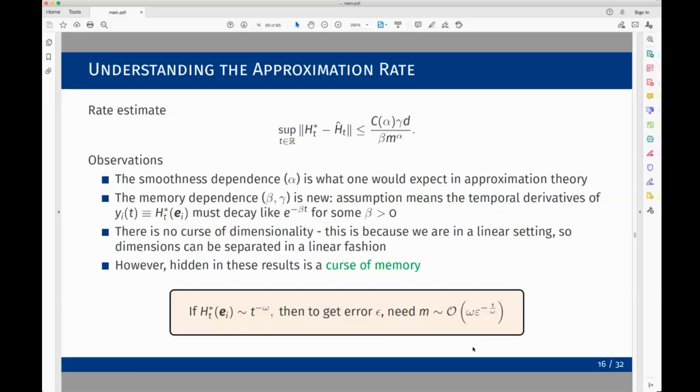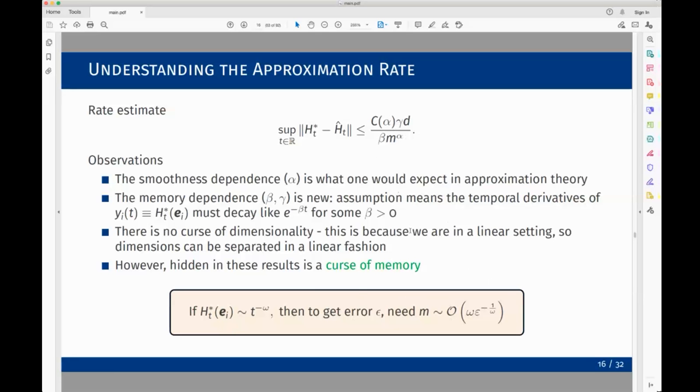So you can see this kind of exponential dependence is very similar to the so-called curse of dimensionality in the traditional setting. Here the factor is the memory variable omega. So if we have a long-term memory, meaning that omega is very close to 0, then our requirement on the size m would be exponentially large. This is just an implication of our approximation rate.